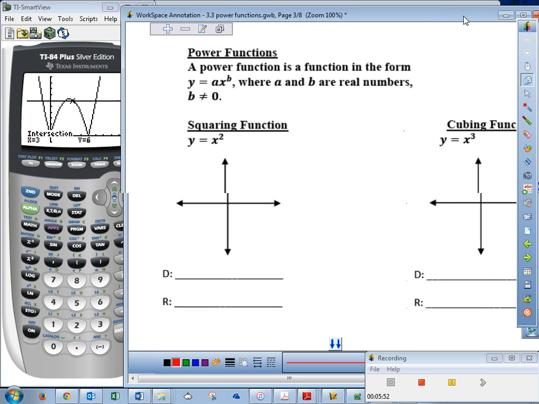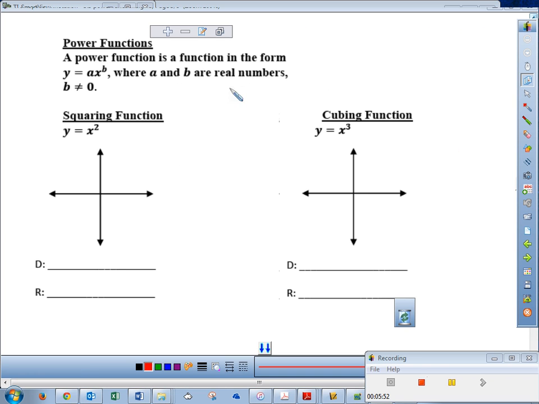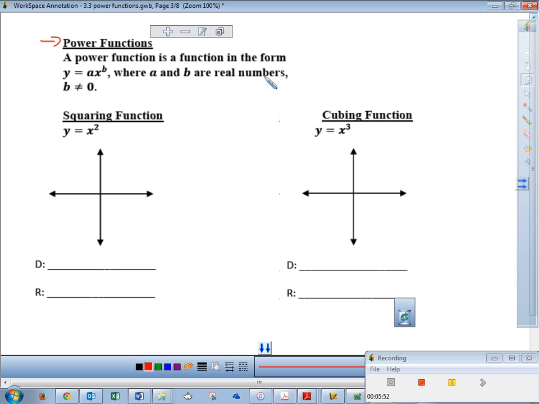Next guy, going back to some parent functions. Plain old power functions. It's in the form y equals ax to the bth power, where a and b are real numbers and b can't equal 0, right? So the squaring function, all I want to do is sketch the parent guy. This is y equals x squared. Isn't that a parabola? Opens up.